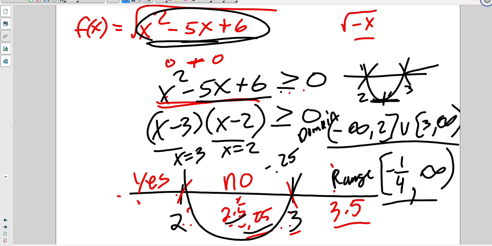I think we also got to take the square root of that negative 1/4. So 0 is the lowest this goes because we can't have a negative number. I'm going to have to check on that.